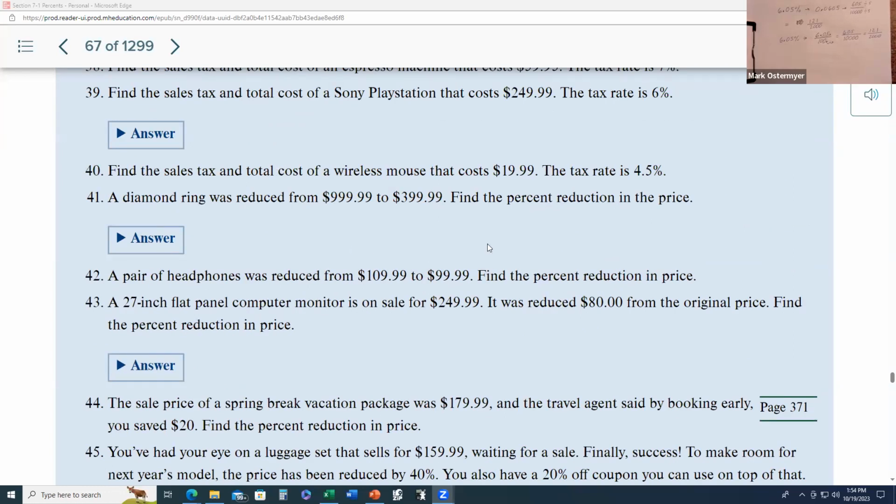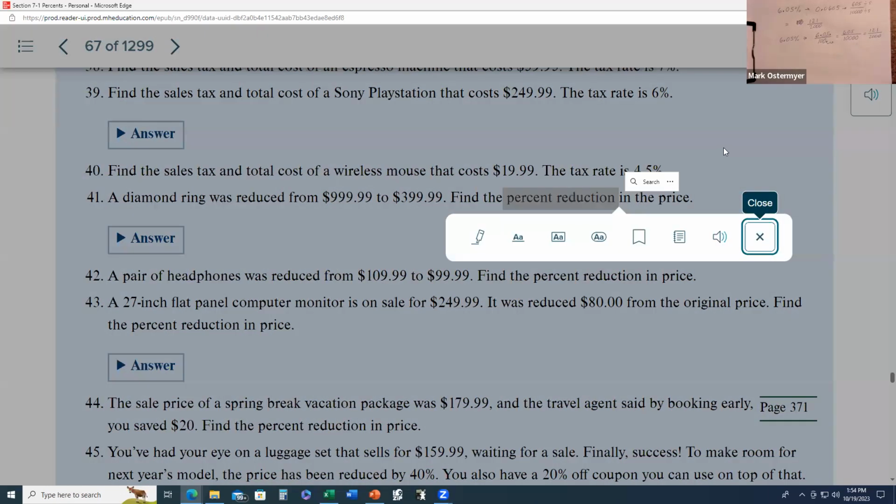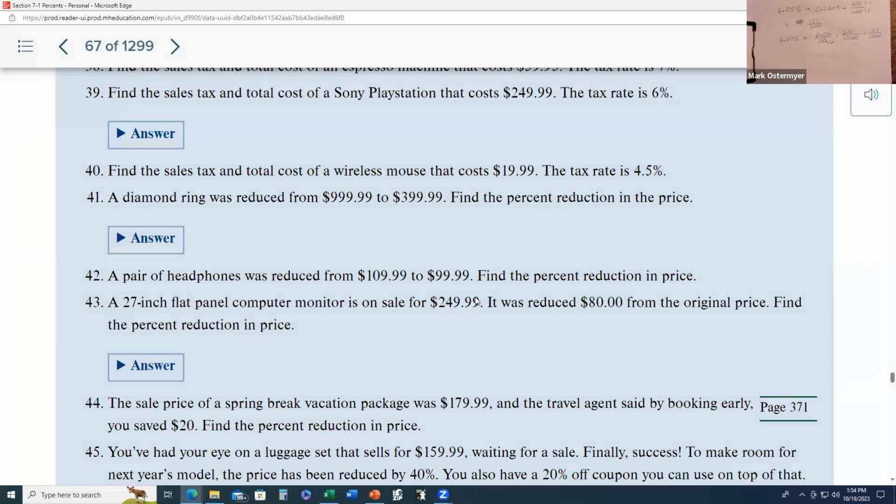All right, ladies and gentlemen, I want you to do number 41. The diamond ring was reduced from $999.99 all the way down to $399.99. I want you to compute the percent decrease or the percent reduction in this price. So what percent decrease does this represent? Number 41. Just add it into classwork 1.